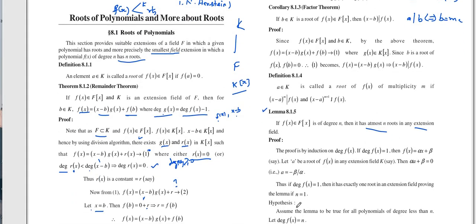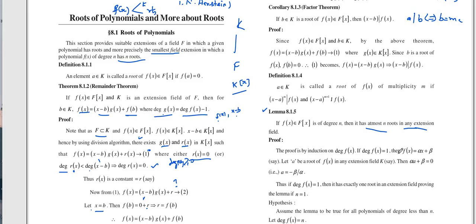The proof is by induction. See here, two things are to be noticed, which give us freedom to prove this lemma easily. One is "at most", and the other one is "any extension field". So now we are going to prove this lemma by induction on degree. When you are applying the induction method, then you have to search for numbers only. So here the only number that we could associate is the degree. So the proof is by induction on degree of f(x).